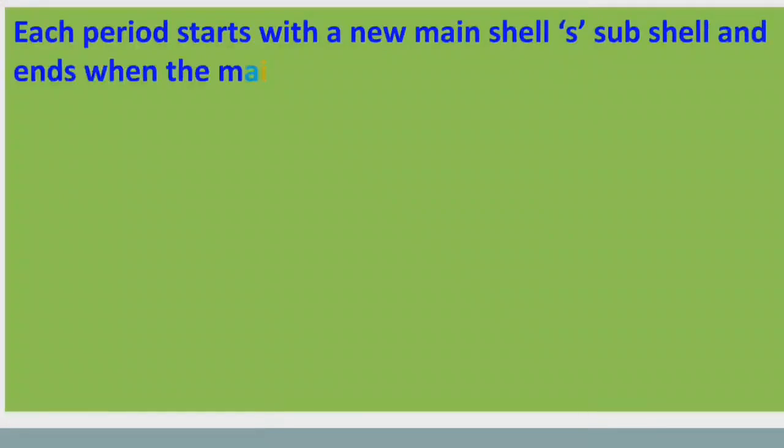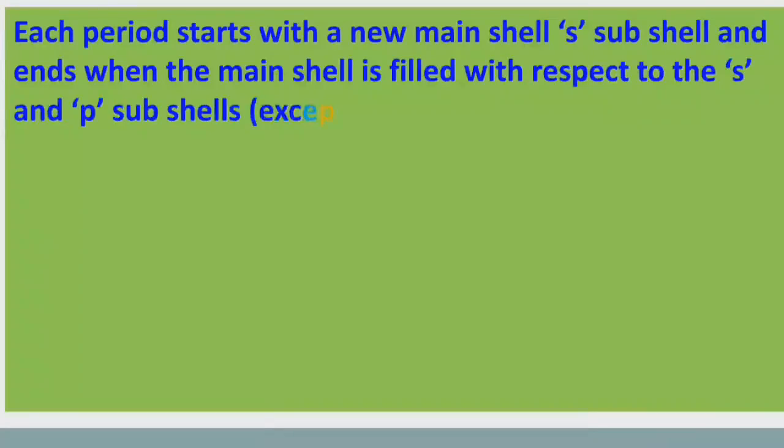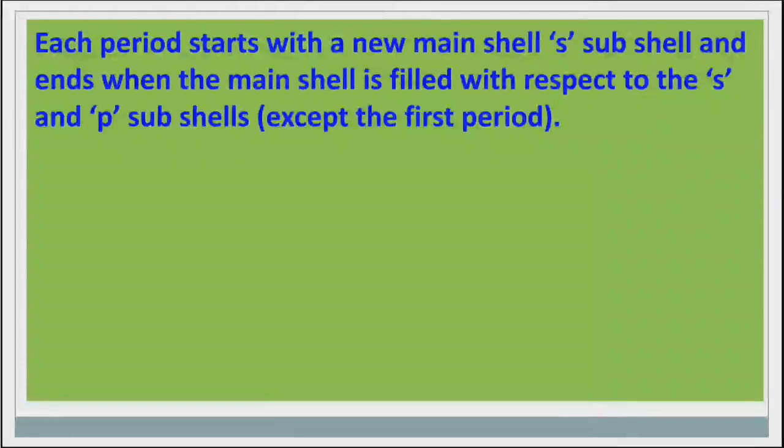Each period starts with a new main cell's S subcell and ends when the main cell is filled with respect to the S and P subcells, except the first period. In the first period only the S subcell, the S orbital, is filled up. But if you observe from the second period onwards, each period starts with the S subcell and ends with the P subcell.